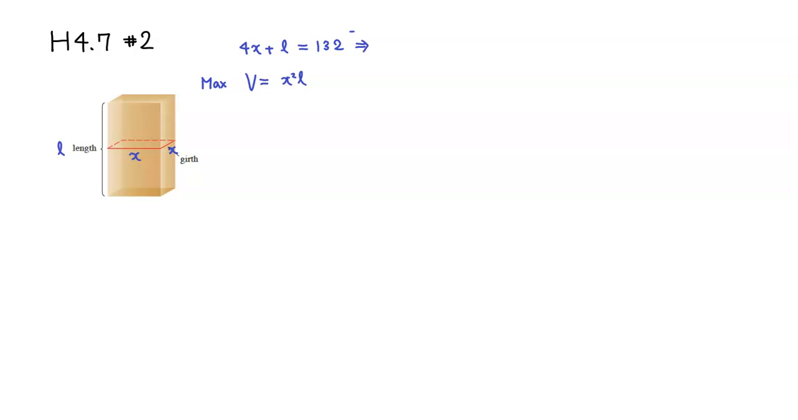So subtract 4x from both sides. L is equal to 132 minus 4x. I think we can pull out the 4. If you pull out 4 from 132, it would be 33, and then minus x. So we have that.